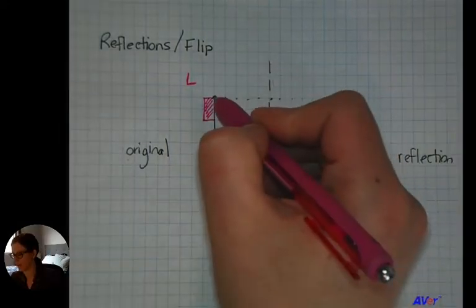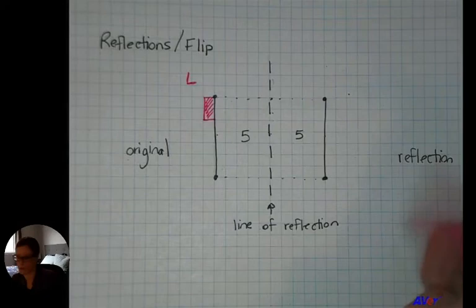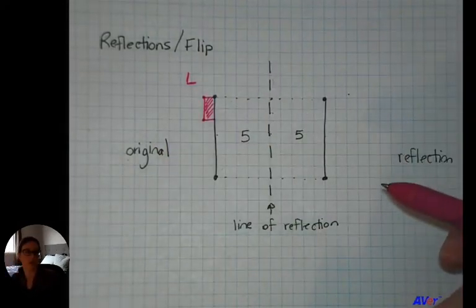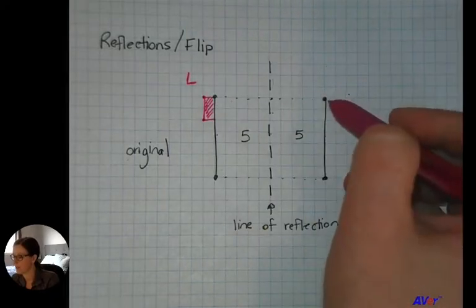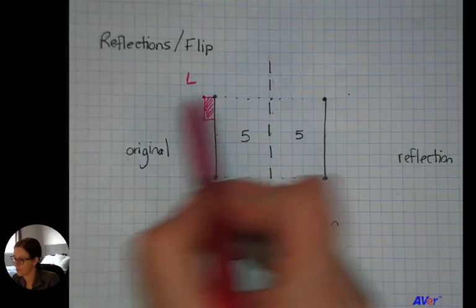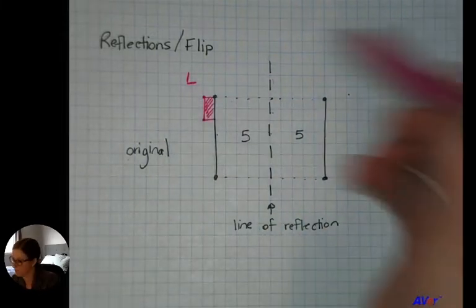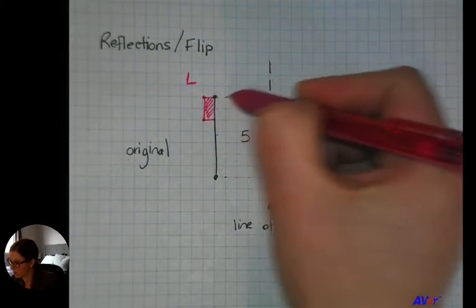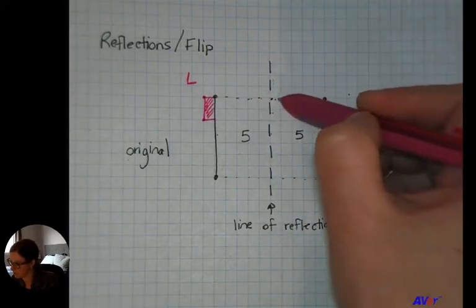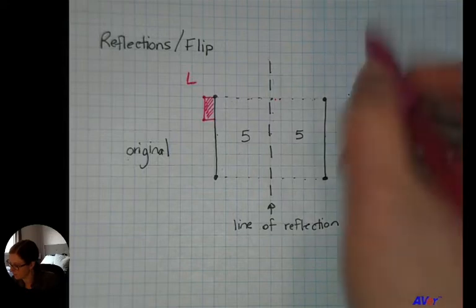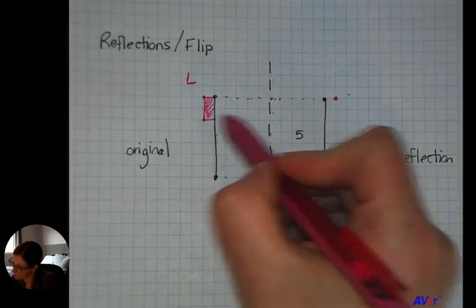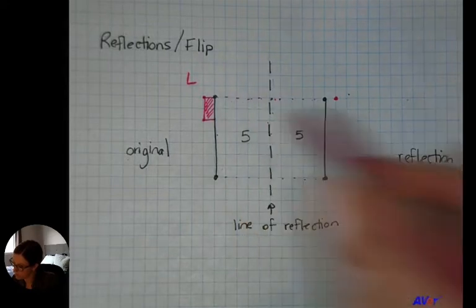Now I've got to reflect this flag. It has 2 corners: a corner up here and a corner down here. I'm going to count how many spaces it is, making sure I'm not going up or down. We want it to be on the same horizontal line. So I count 1, 2, 3, 4, 5, 6, which means I'm going to count 6 on the other side: 1, 2, 3, 4, 5, 6. Do it again with the bottom: 1, 2, 3, 4, 5, 6.